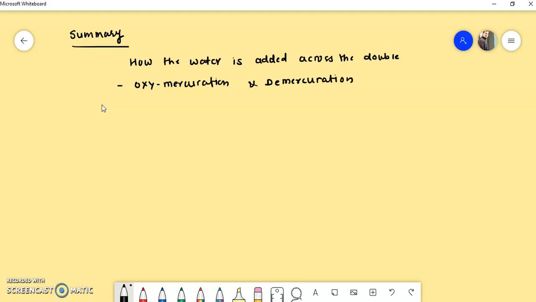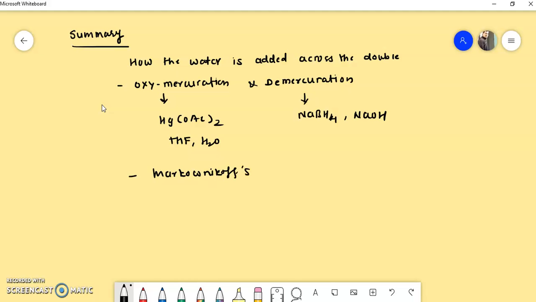Okay, the reagent for this oxymercuration is mercuric acetate, Hg(OAc)2 taken twice, and THF water. The reagent for this demercuration is NaBH4 and NaOH. Okay, the addition of H2O is taking place according to Markovnikov rule, remember. So this is all about the reaction known as oxymercuration and demercuration.